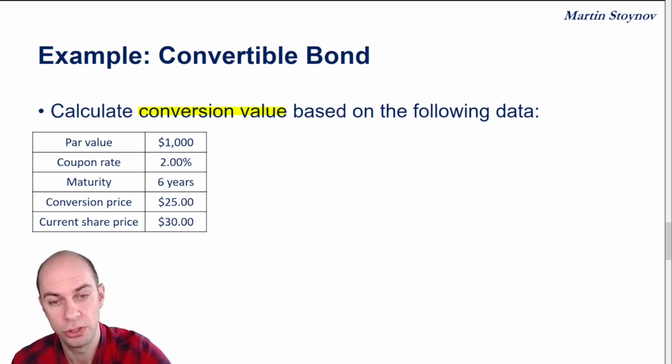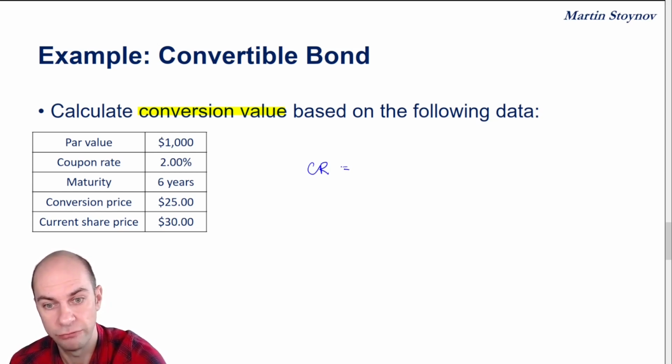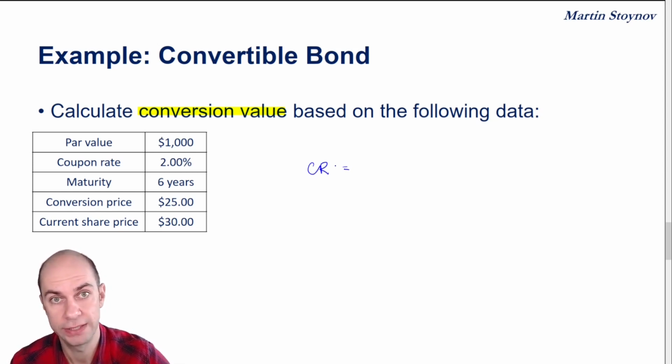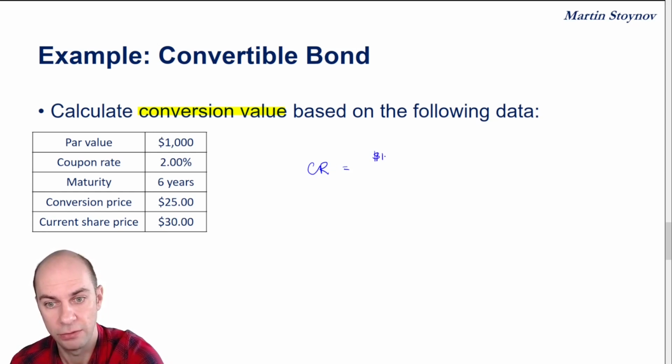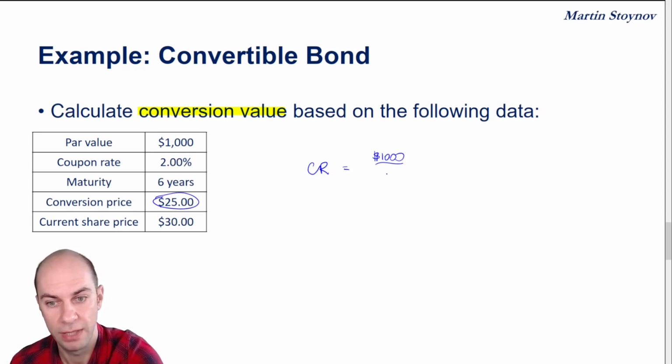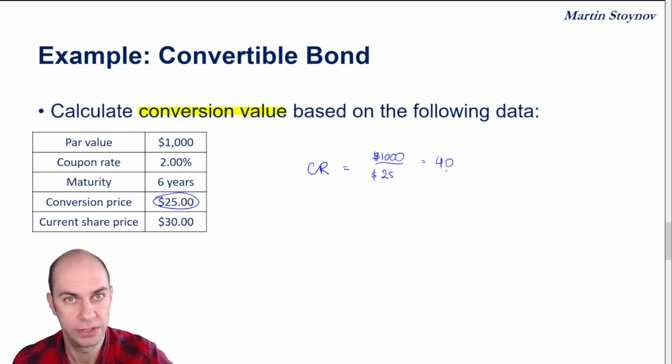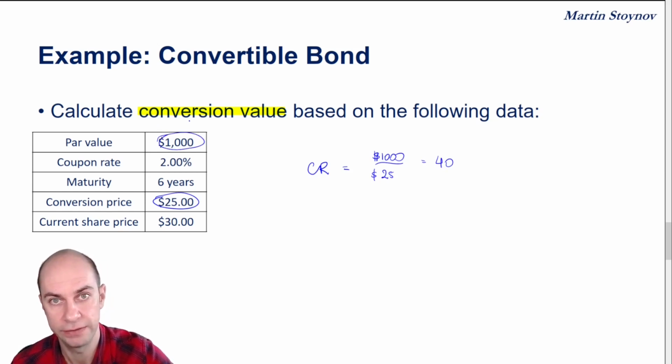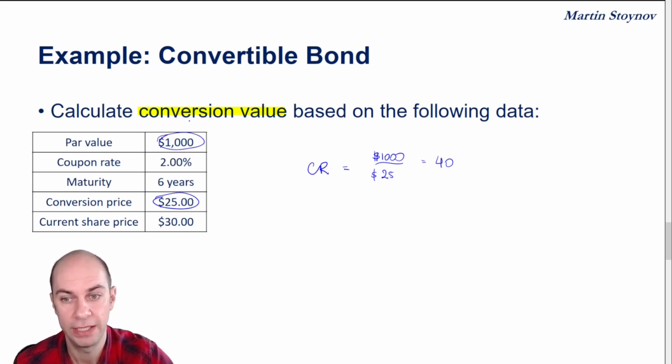So the first thing I want to do is calculate the conversion ratio. Remember, this is the number of shares I would get upon converting $1,000 worth of face value. So to get the conversion ratio, I will take the par value of the bond, which I know is $1,000, and divide by the conversion price of the bond, which is $25. That gives me 40. So once again, what does that 40 mean? That means that when I take $1,000 of face value, I can convert that into 40 shares of common equity.